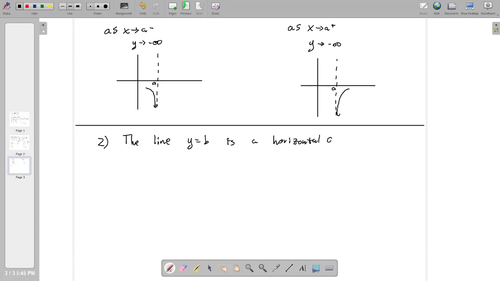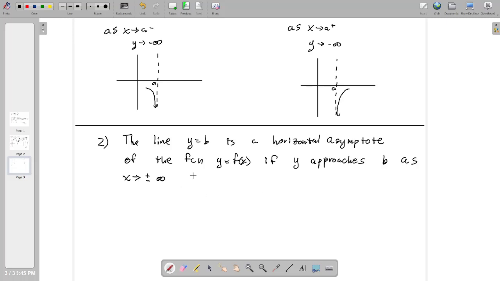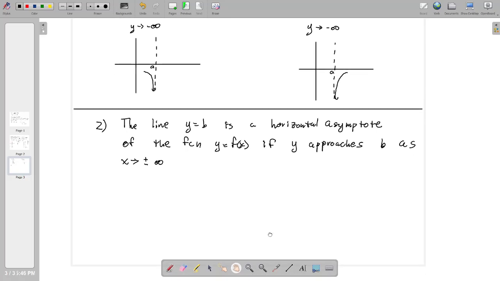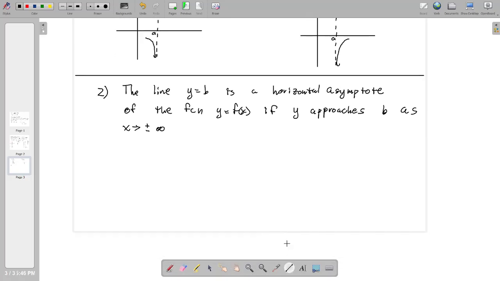The line y equals b is a horizontal asymptote of the function y equals f of x if y approaches b as x approaches positive or negative infinity. So we have previously talked about end behavior. And when we previously talked about it, we had it in the context of polynomials and whether they go up to infinity or down to negative infinity.